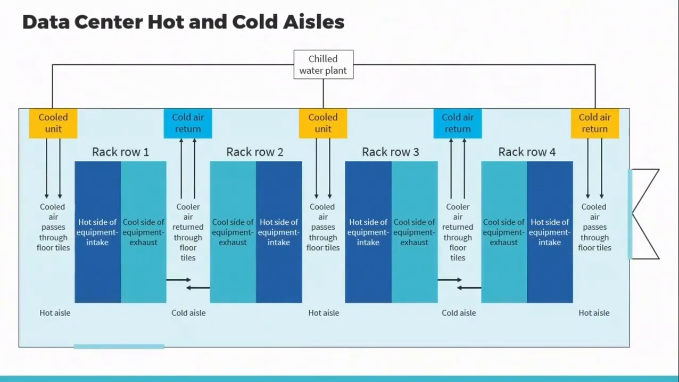Here's a diagram showing a data center with hot and cold aisles. Notice we have on the far left our cooling unit, where the cool air passes through the floor tiles, where the hot side of the equipment intake goes. That's our hot aisle. Then we have a cold aisle with cold air return, where cooler air is returned through the floor tiles. And we alternate that between the different rows. Notice at the top, we have a chilled water plant.